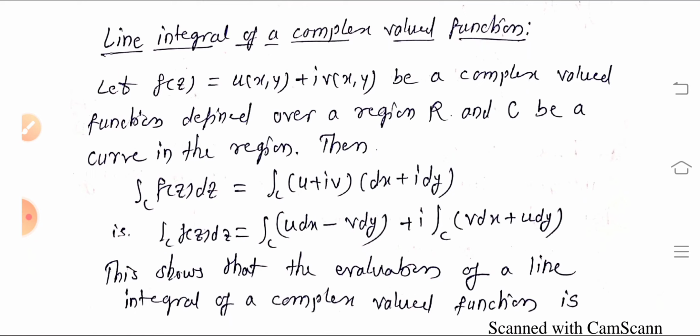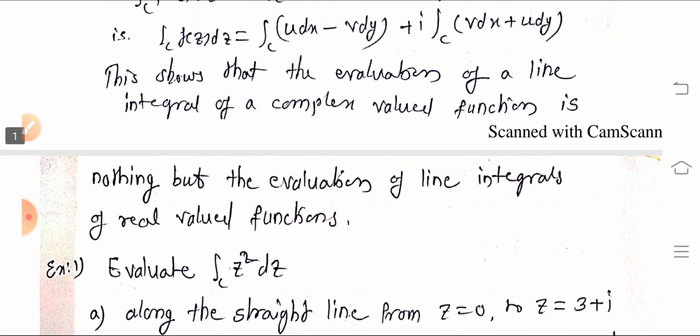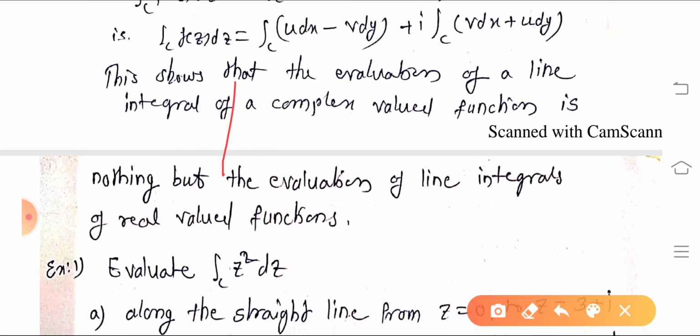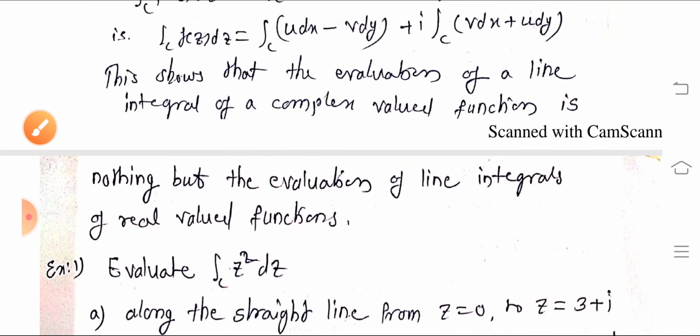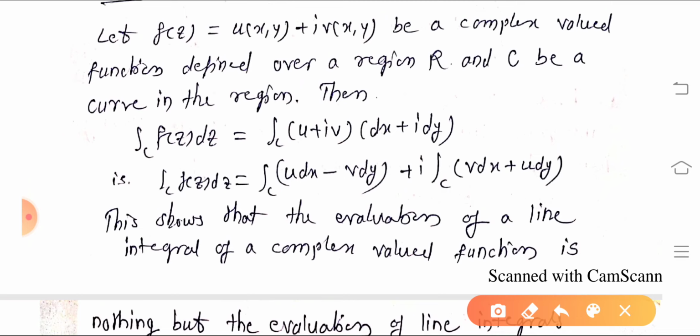This shows that the evaluation of a line integral of a complex valued function is nothing but the evaluation of line integrals of real valued functions. Here, in f(z) dz, that is (u plus iv)(dx plus i dy), f(z) is given, so we convert it in terms of real variables x and y. Hence it is converted into real valued functions.